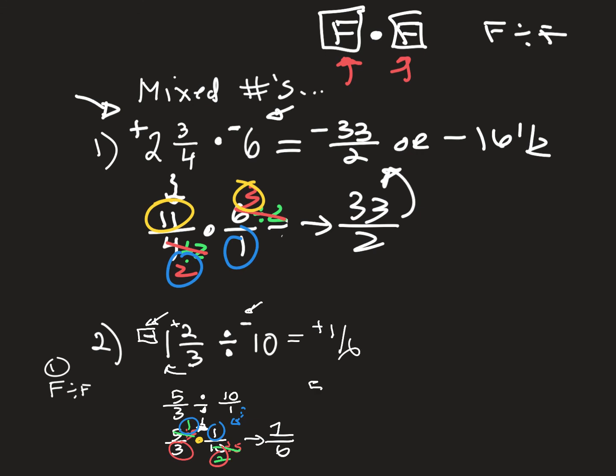Again, I could have multiplied straight across. That wouldn't have been too bad. 5 times 1 is 5. 3 times 10 is 30. And then reduce both of these by 5, and I would have gotten to the answer 1/6 as well.